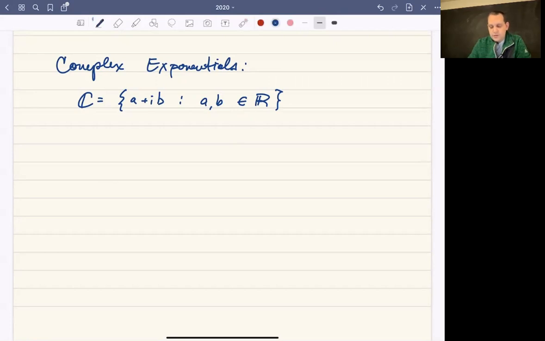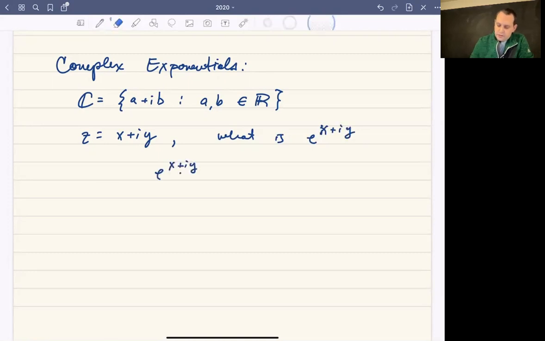And so what I want to do is think about if you were to take some complex number z, you can write it generically as x plus iy. I want to know what is e to the x plus iy. The e to the x part is straightforward. There's no problem there. And you could think of this as e to the x times e to the iy.